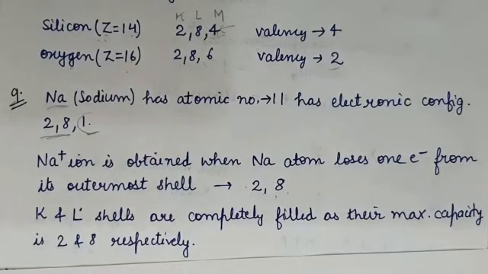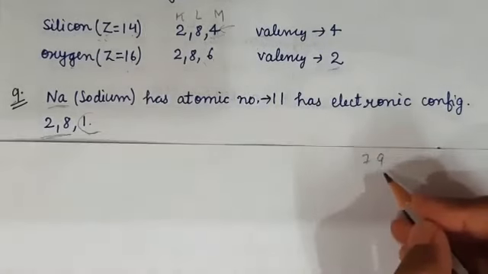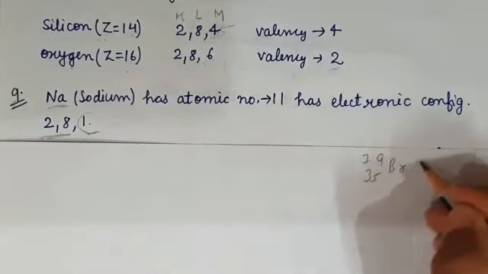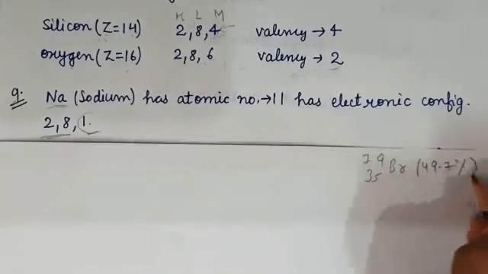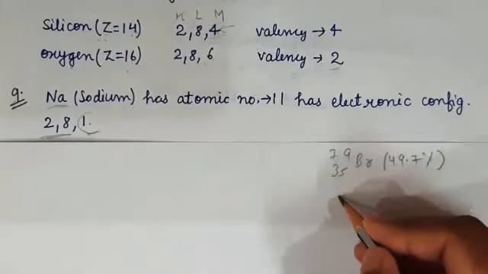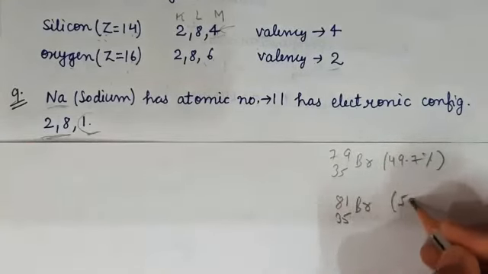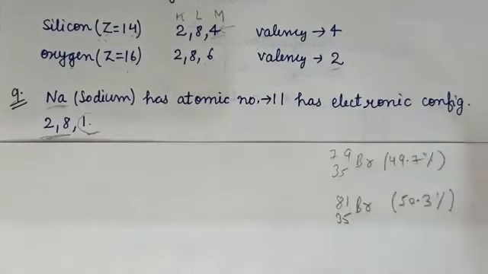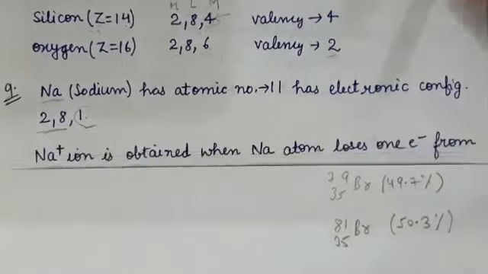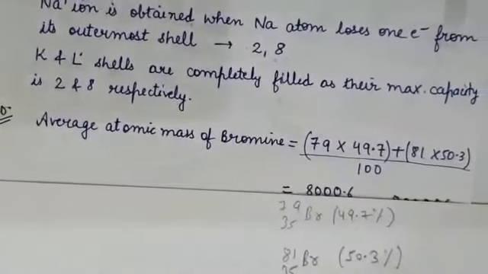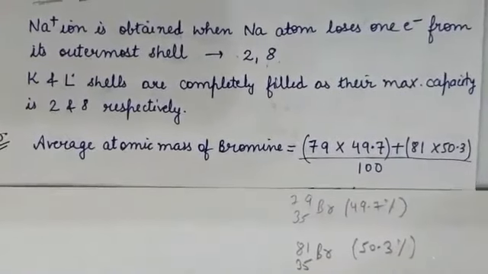Question number 10. If bromine atom is available in two forms of isotopes, that is 79 35 Br, 49.7%, and another is 81 35 Br, Br means bromine, 50.3%. So you will have to calculate the average atomic mass of the bromine atom. So how to calculate the average atomic mass? Just apply the formula.